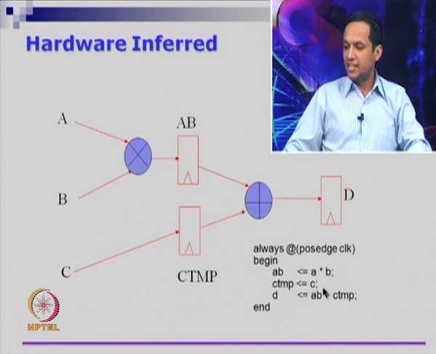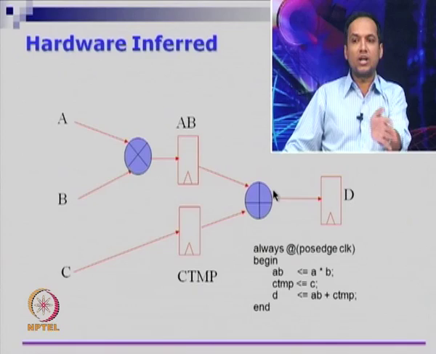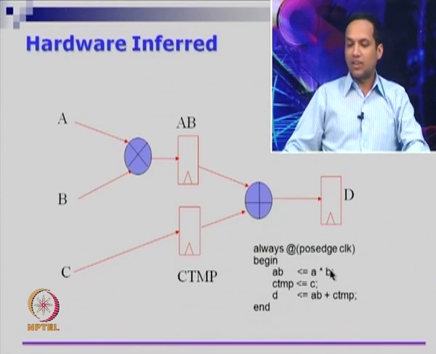And what are the operations that we need? We need a multiplier and we need an adder. So there is a multiplier and there is an adder. Now let us look at how these things get connected. The product of A and B should be given as input to AB. C is given as it is as input to C temp, and AB and C temp should have an adder in between. So the addition of this should go to D. That is what you have here. AB and C temp are added together and the addition goes to D. So we have taken this always block and inferred this piece of logic.